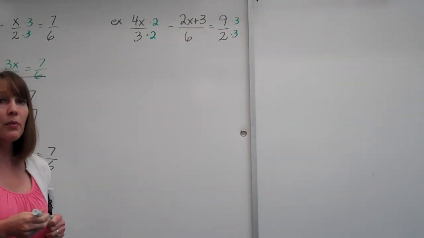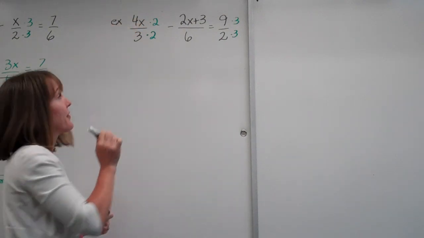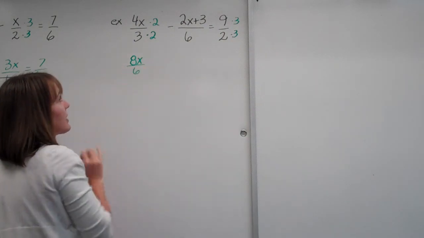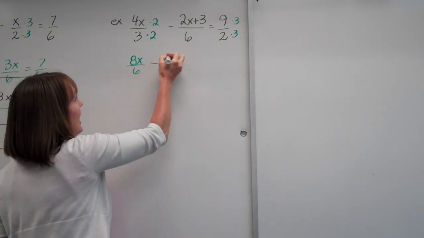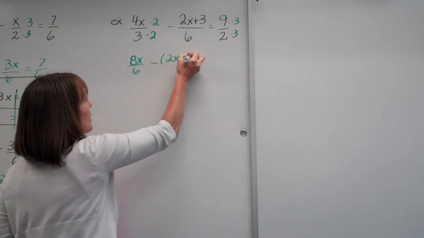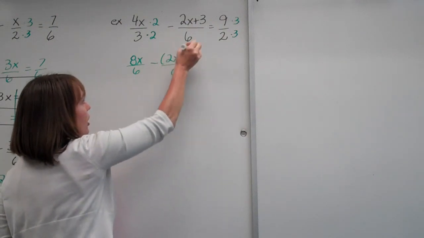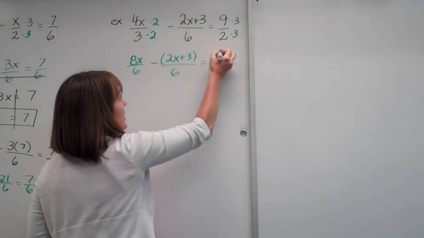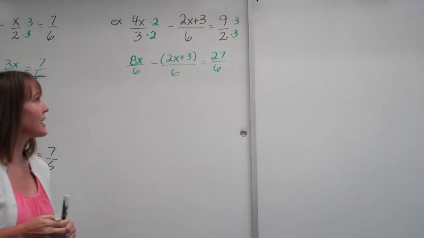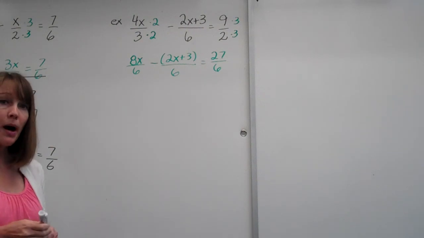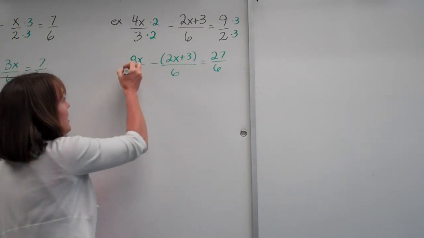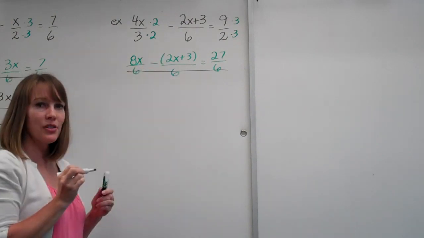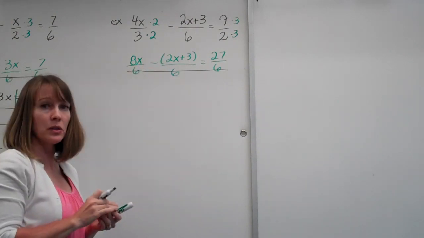All right, now we're going to multiply to see what we have left over. 4 times 2 times x is 8x over 6. We don't have to do anything here, but remember, we are subtracting all of that, right? And we have 9 times 3 is 27 over 6. All right, so the bottoms now are balanced, so we don't need them anymore. So all we're left with is 8x minus 2x plus 3 is equal to 27.